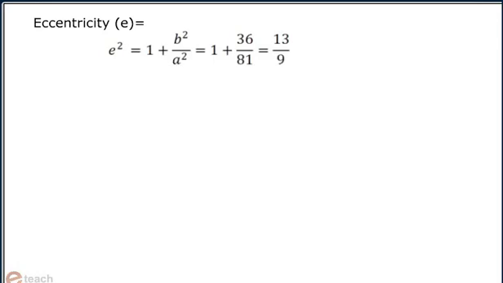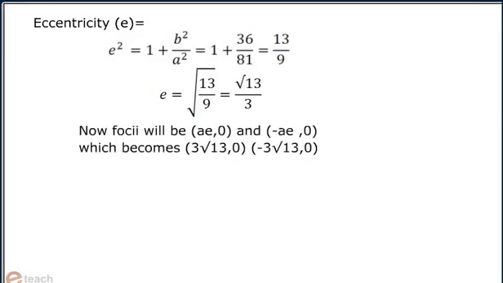Eccentricity e. e squared equals 1 plus b squared by a squared, which is equal to 1 plus 36 by 81, or 13 by 9. So e equals root 13 by 3. Now the foci will be (ae, 0) and (minus ae, 0), which becomes (root 13, 0) and (minus root 13, 0).